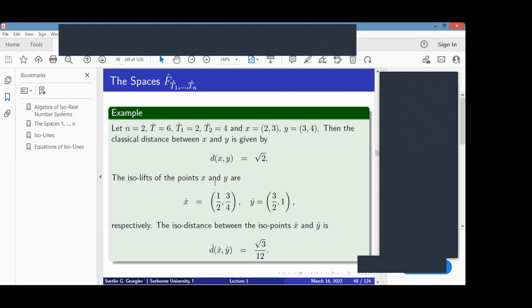The classical distance between these two points x and y is this one. But the iso lift of x is given in this way. The iso lift of y is given in this way. And the iso distance between hat x and hat y is this number. This number is different from the classical distance.